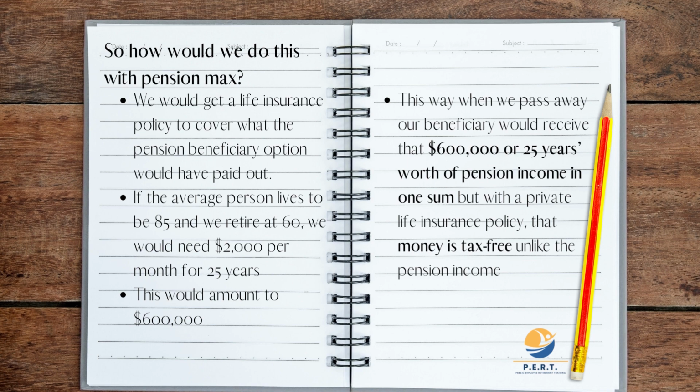This way, when we pass away, our beneficiary would receive that $600,000, or 25 years' worth of pension income, in one lump sum with a private life insurance policy, and that money is tax-free, unlike the pension income. Also, with a life insurance replacement through pension max, if your beneficiary dies before you do, you can just name a new beneficiary, and at some point in time, someone will collect that income.